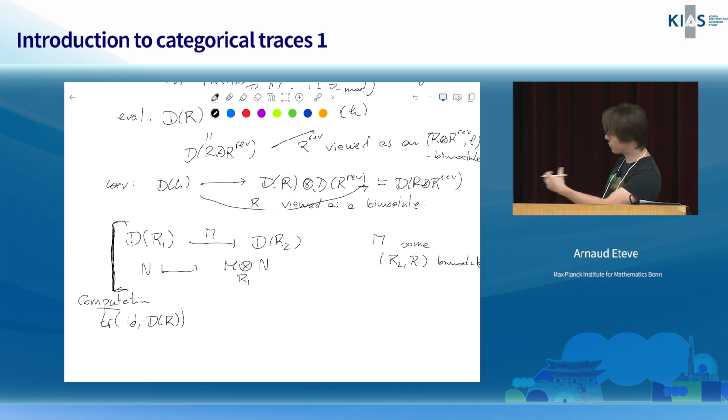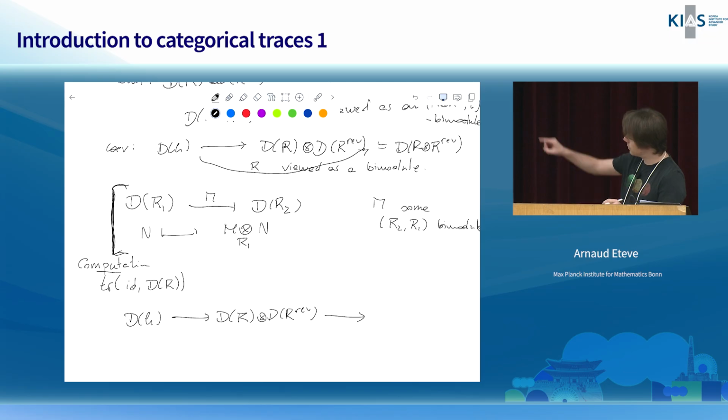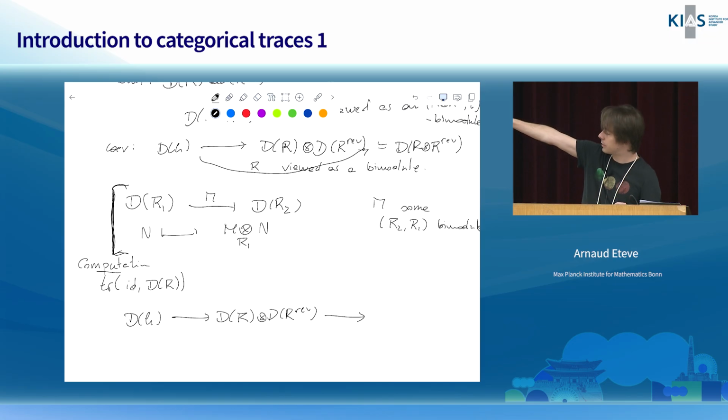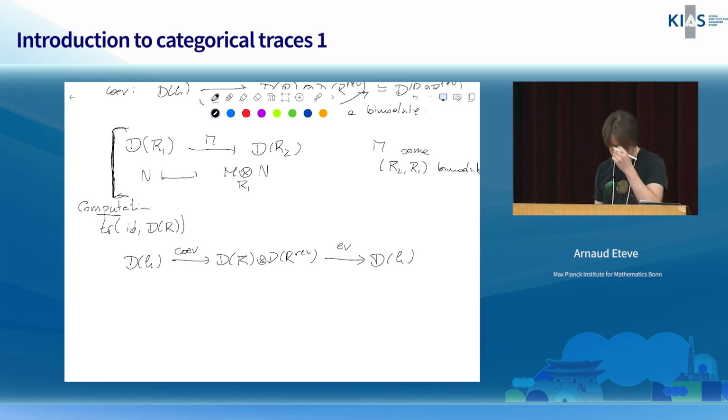Okay, so now we just need to unravel the definition of the evaluation and co-evaluation. If you remember, you start from D of K, we go to D of R tensor D of R rev. Then we have to compose with the functor where we're taking tensor identity. Here the functor is just the identity, so I'm going to skip this step, and then we just evaluate. So it's co-evaluation and evaluation here.